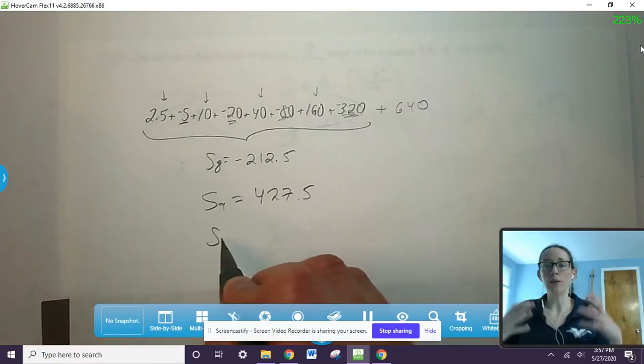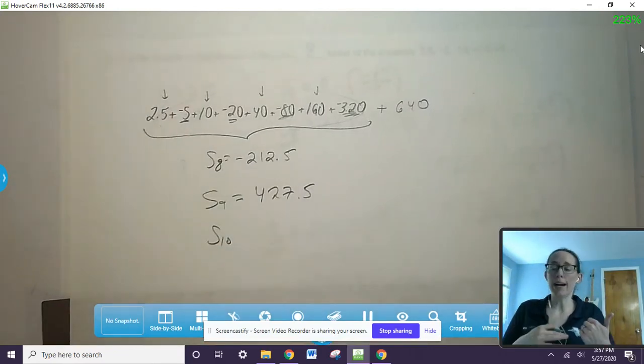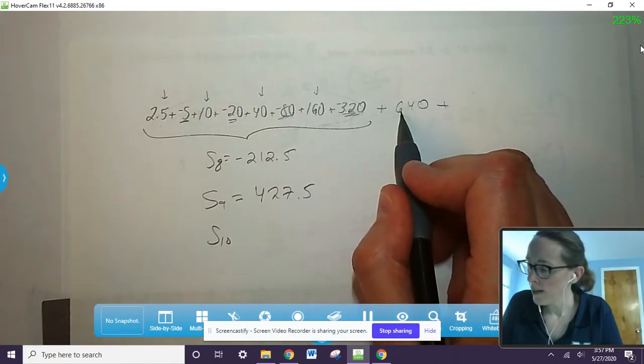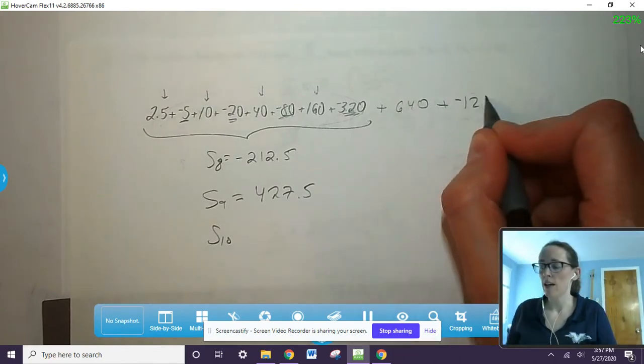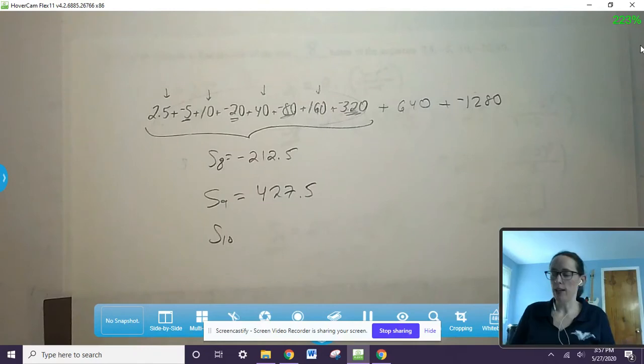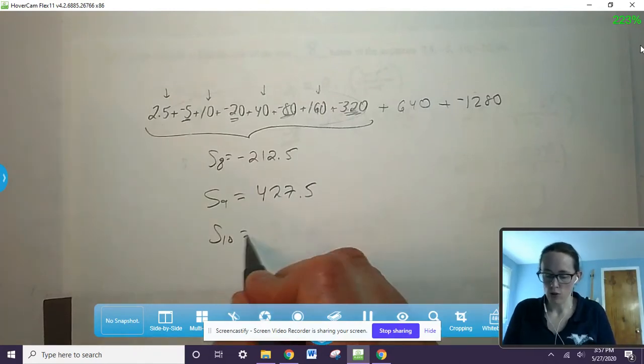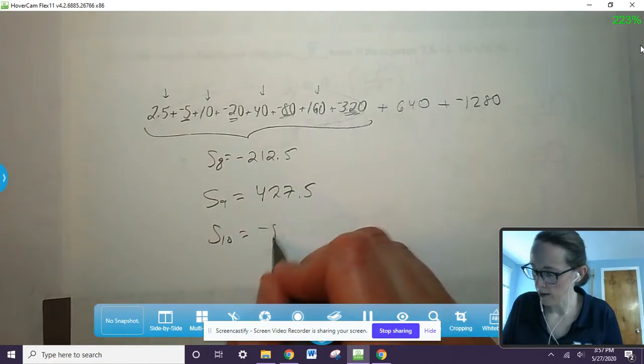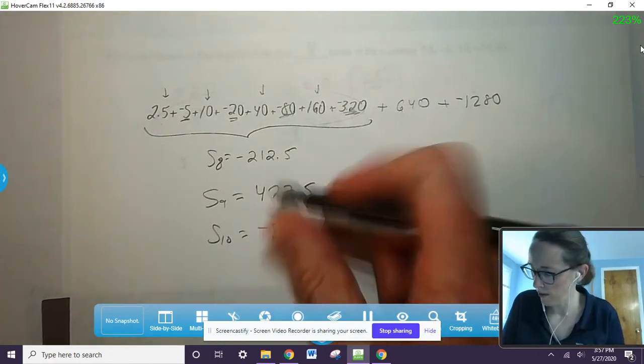So if we were to add up the first 10 terms, we'd be back to a negative because the next term is this times negative 2. The next term is negative 1280. So when you incorporate that, you're going to end up back with a negative sum. And just to show you what it would be, you end up with negative 852.5.